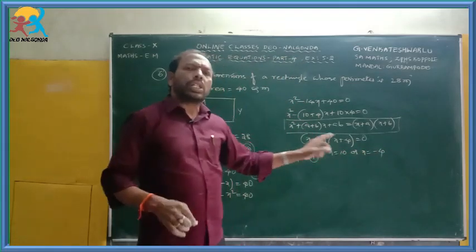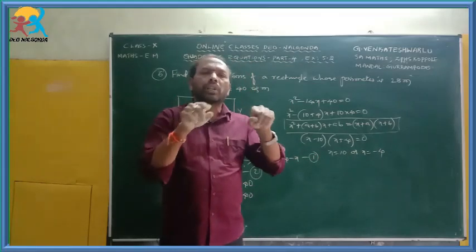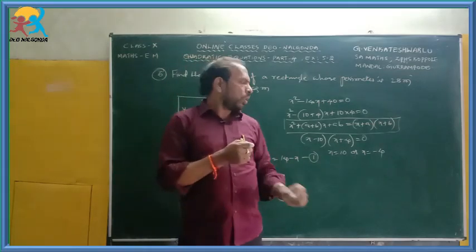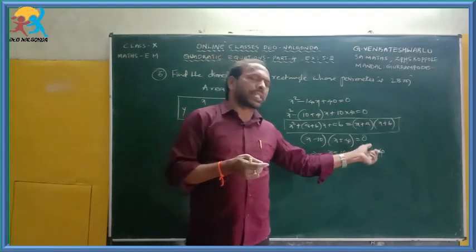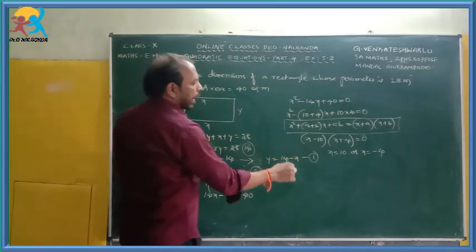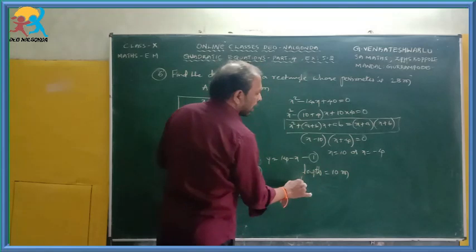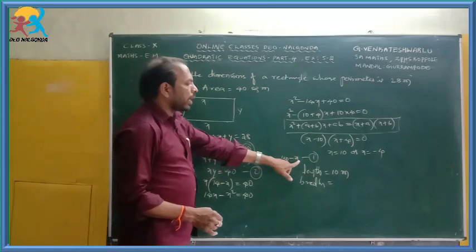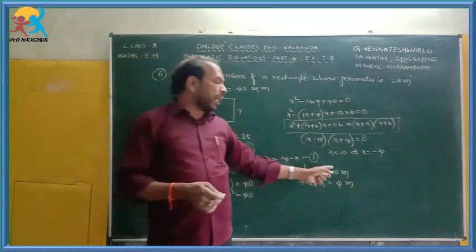We are discussing the length and breadth of a rectangle. So lengths are always positive only. If the length of the rectangle is 10 meters, then breadth is equal to 14 minus 10, that is 4 meters. Therefore, the dimensions of the rectangle are 10 meters and 4 meters.